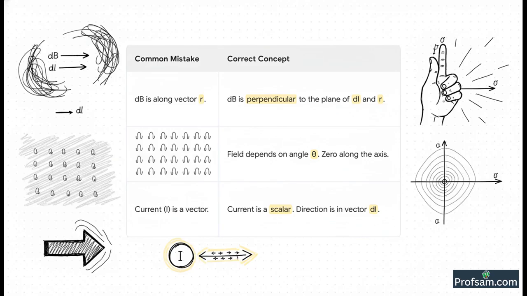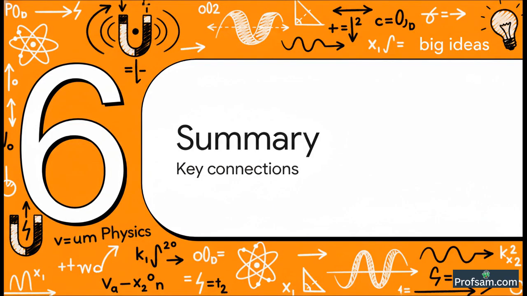And the last trap, is current a vector? No. Current I is a scalar quantity. The direction is captured in the length element vector, dl. Please remember these 3 points very carefully. All right, we've come a long way. We're almost at the end. So now let's put all the pieces together and see how this very important law connects with some of the other big ideas in physics that you've already learned.